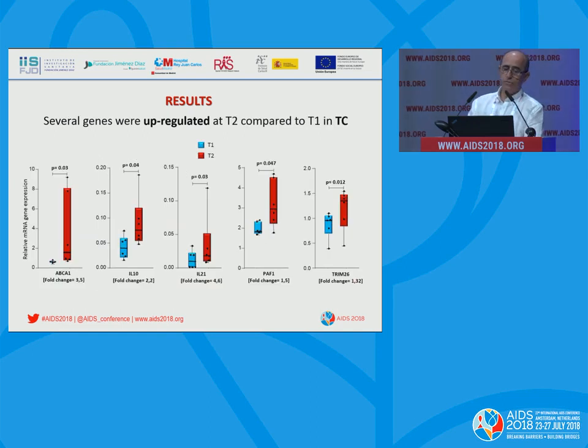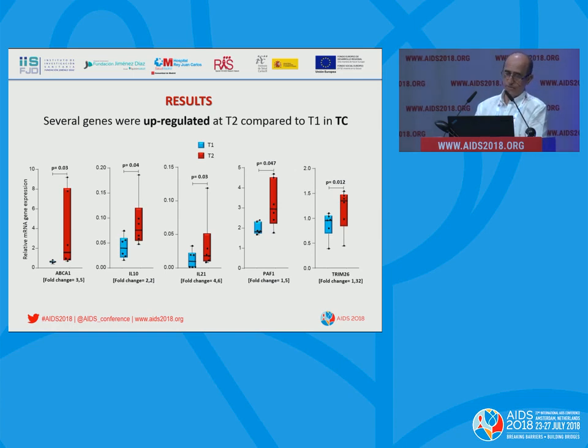Another interesting result of our study, although this was more expected, was the upregulation of several genes in transient controllers at time point 2 compared to time point 1. So in red, time point 2, in blue, time point 1, and several genes, ABCA1, IL-10, IL-21, PAF1, and TRIM26 increased their expression after the viral control was lost. So this suggests that the increased expression of these genes is the consequence of the increasing levels of viral replication.